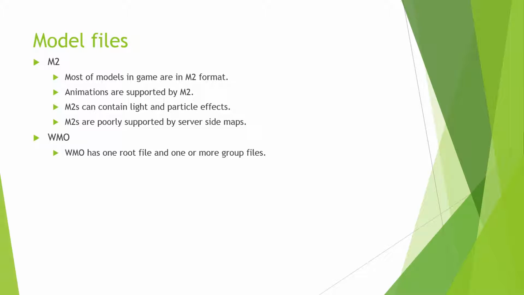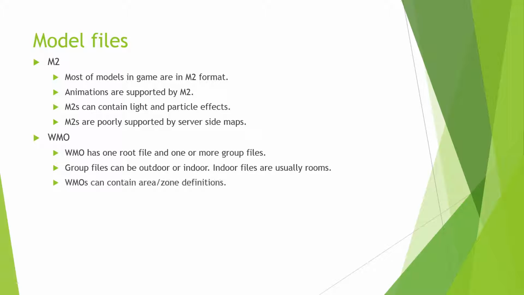They always consist of at least two files, one root file and one group file. Root files are just root files, which reference other files, and group files are different parts of the WMO. They can be outdoor or indoor. There's always at least one group file, which is usually an outdoor file, but there can even be multiple indoor files, and those would usually be rooms.